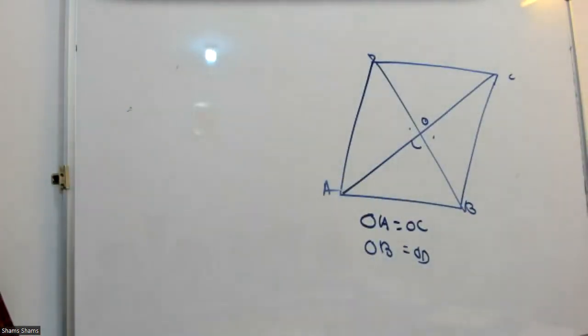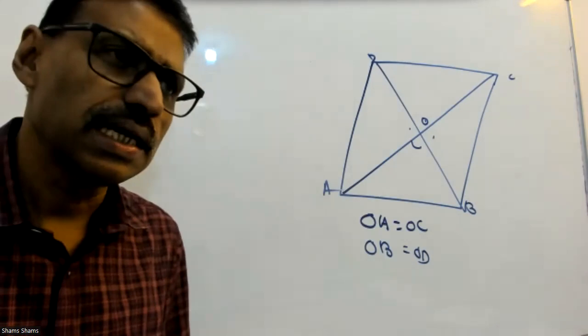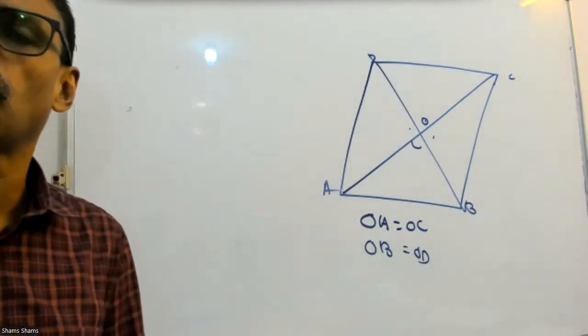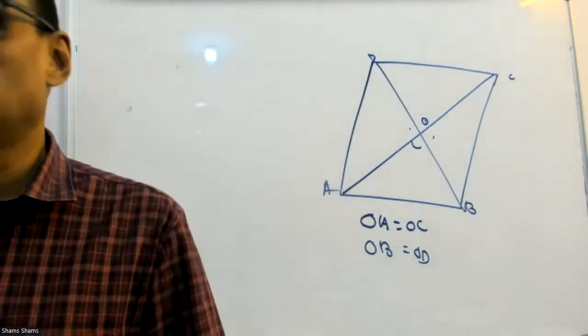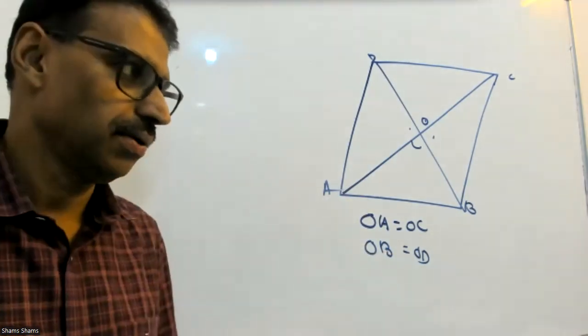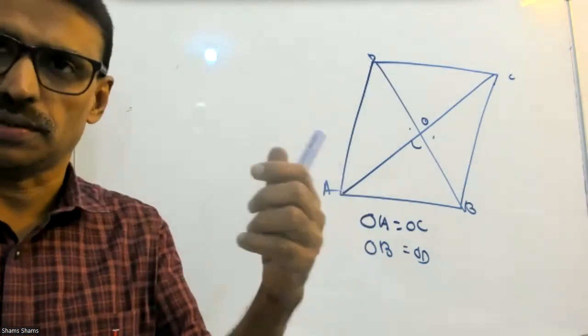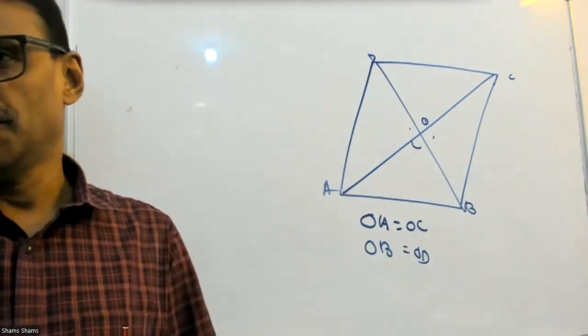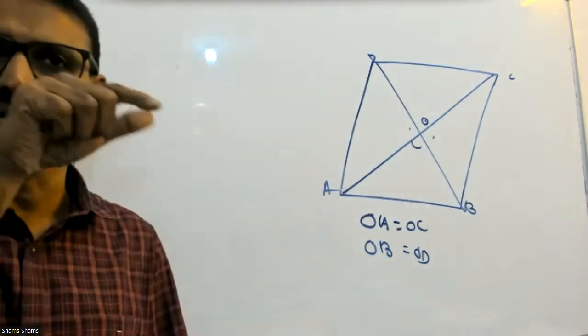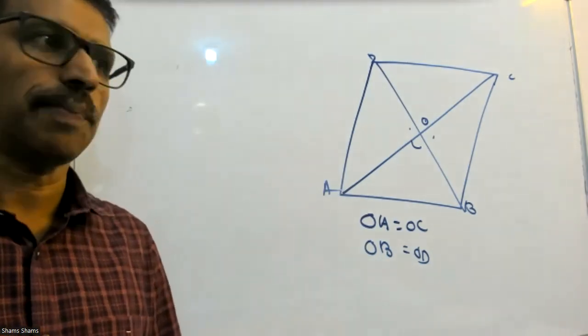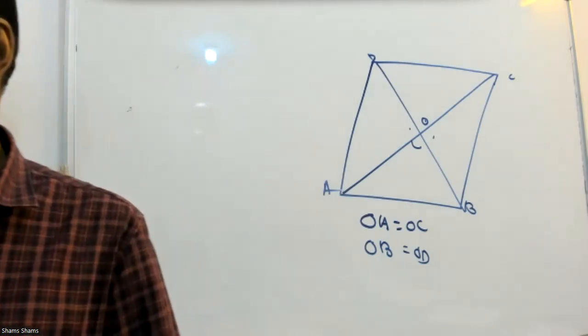Now, what do we have to show? That it is a rhombus. When does a quadrilateral become a rhombus? When all sides are equal. If all sides are equal, it's a rhombus. Maybe it is a square, but we don't care about that. For a square we would have to work again, since it should have 90 degree angles also. Now we are going to prove all the sides are equal.